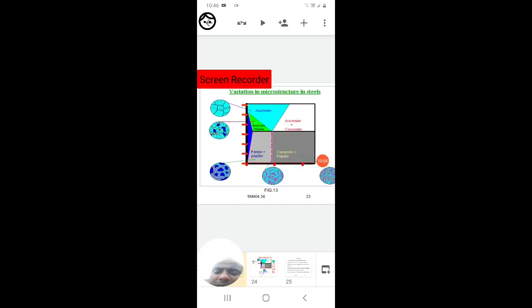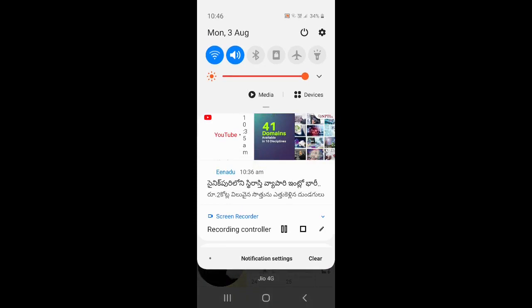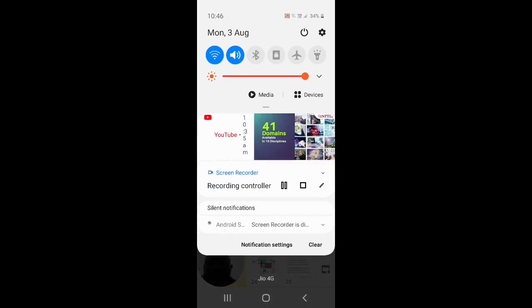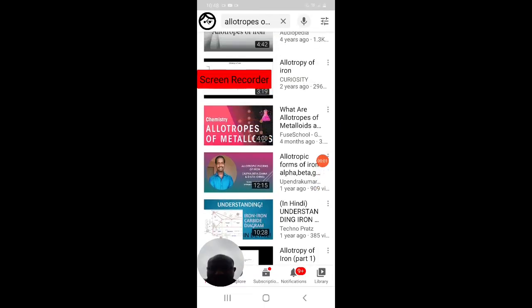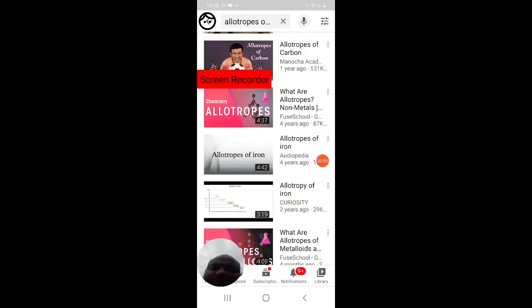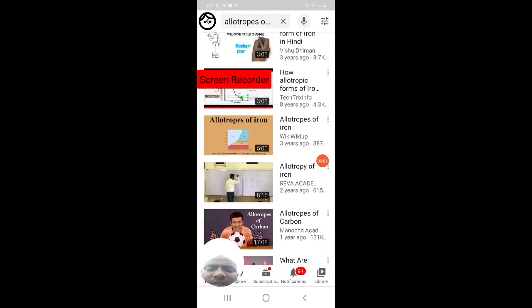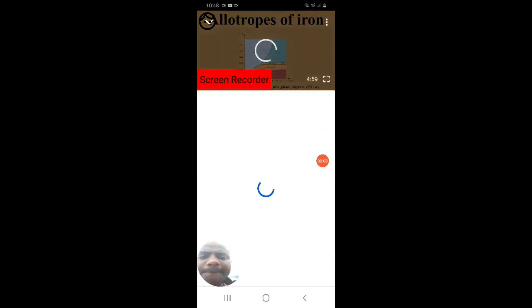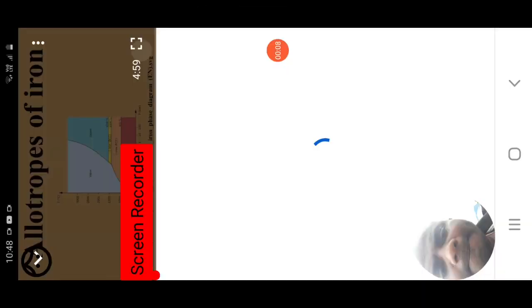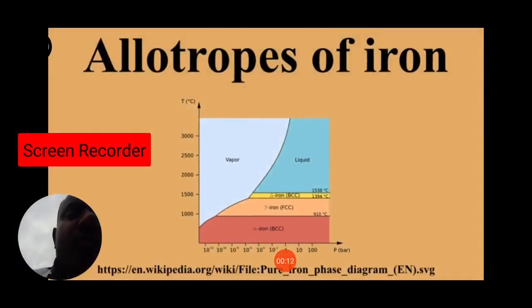So once you see the animation also. So you see the animation for allotropic forms, how this is. So first you see, iron represents perhaps the best known example for allotropy in a metal.